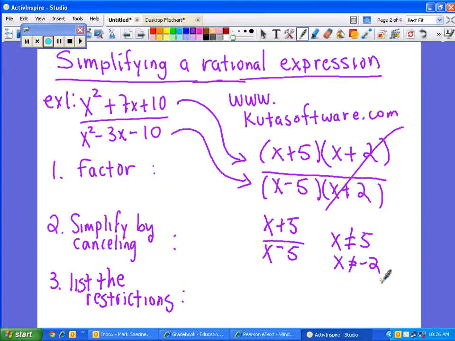X can't be either one of these numbers. If I let x equal 5, I get 0 in the denominator. If I let x equal negative 2, I get 0 in the denominator. Oh, so we're not done yet. No, now we're done.